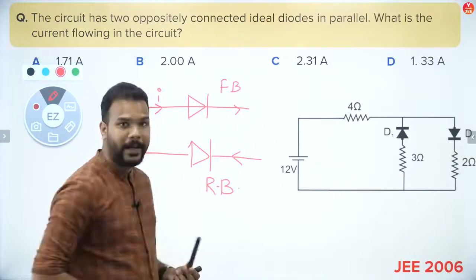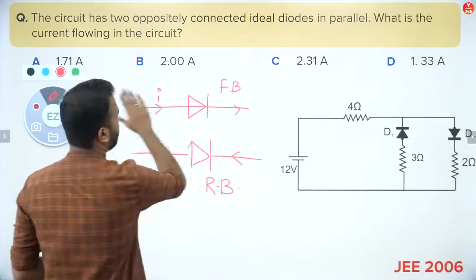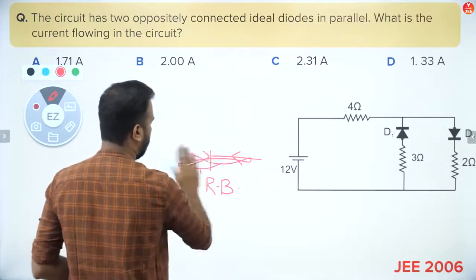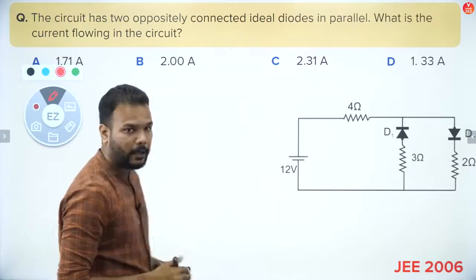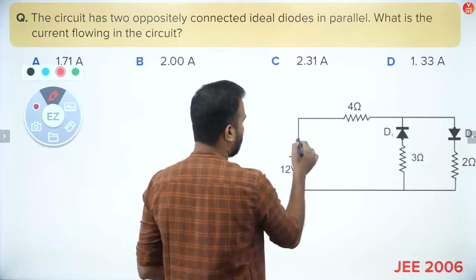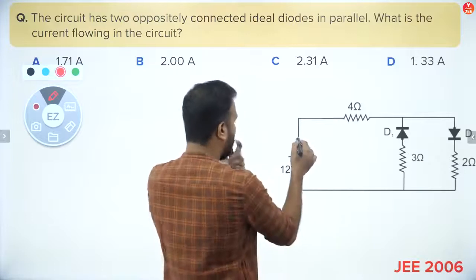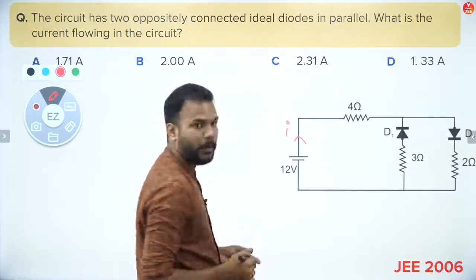And this logic will be required when you're solving many questions which have come in JEE, and in general when you're solving questions related to a diode in the circuit. Okay, now see this. If this is the battery, what we have to find out is basically the current flowing in the circuit. That means how much is the current which started from the battery.